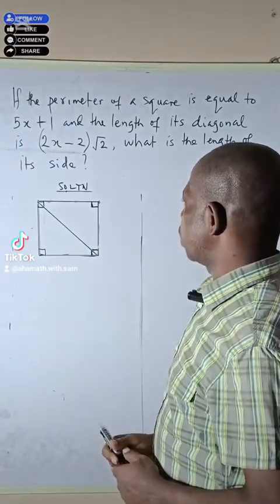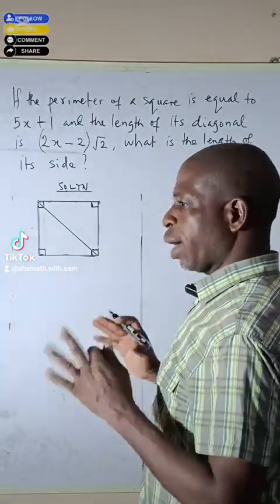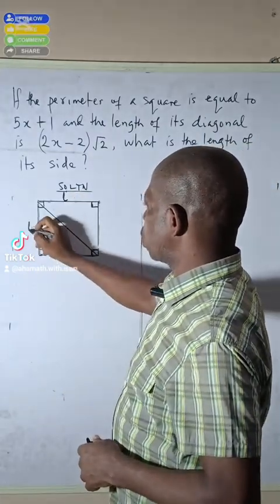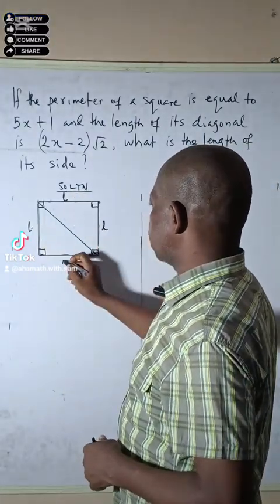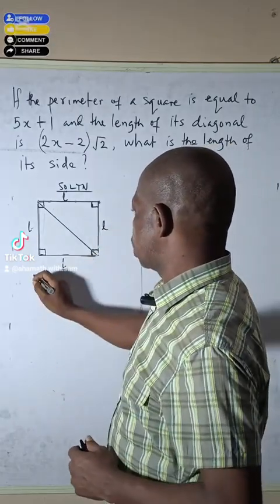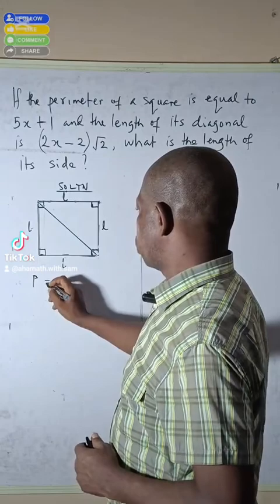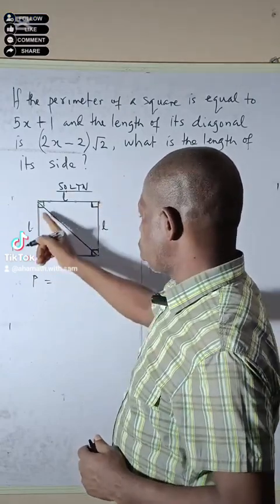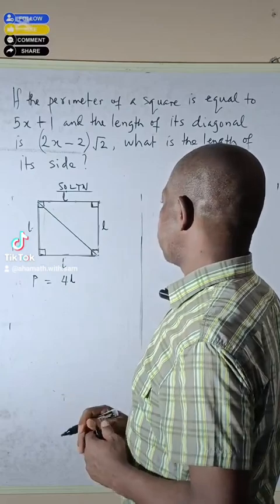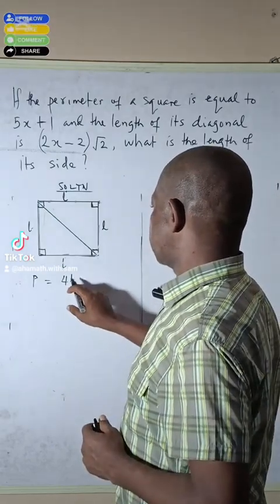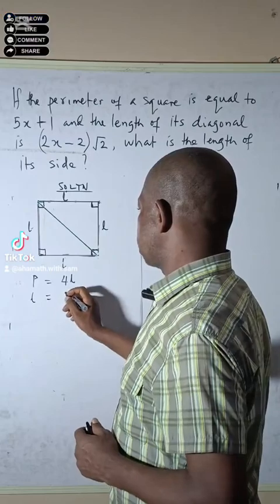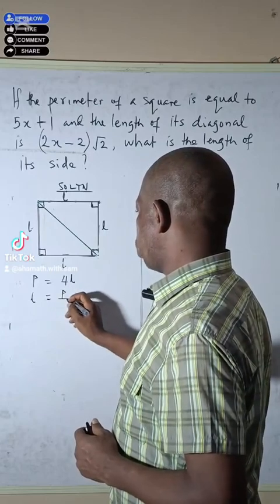So we have the sketch. Don't forget that a square has all its sides equal. So let's call the length L. The perimeter of a shape is the distance around the shape. So in this case, the perimeter P will be adding all the distances. That will be L in 4 places. That's 4L. If we want to find the length, it means we have to make L the subject. So L will be P divided by 4.